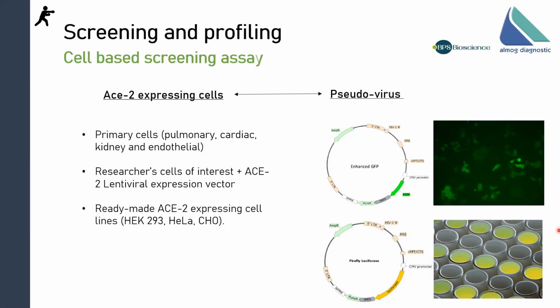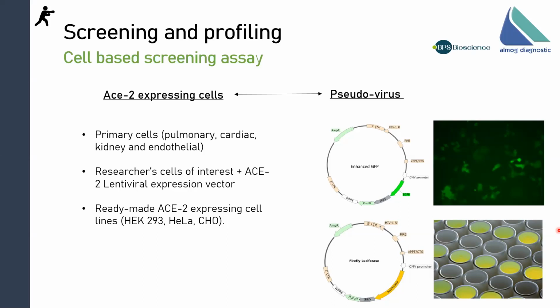If you don't want to prepare these cells, you can use ready-to-use ACE2 expressing cells, and they come in three different forms: HEK293, HeLa cells, or CHO cells. Now, the lentiviral particles are actually the pseudovirus. They come in two forms. One is a GFP expressing particle, and the other is a luciferase.